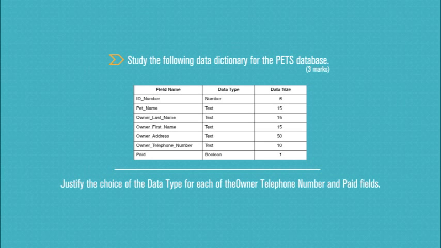Let's just take a look at the data dictionary and get our head around it. Field names are listed, data types are listed, data size is listed. Okay, owner telephone number, let's zone in on that one. Owner telephone number with some underscores is the field name. Text is the data type, data size 10. Paid field, data type Boolean, and data size 1. Okay, I've got my head around that, let's move on.